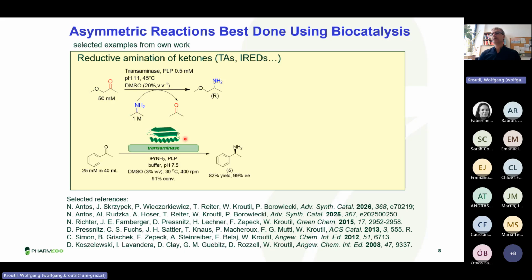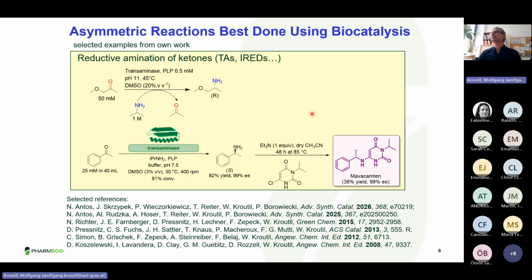A recent example, which we did in cooperation with Pavel Borovitsky, is just to repeat and show the amination of acetophenone, which is rather easy, but he also then coupled that to produce an API.